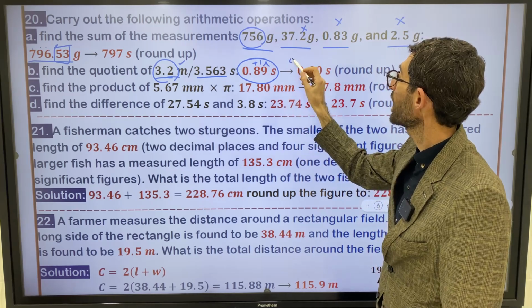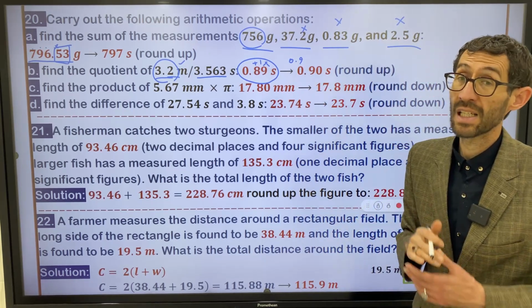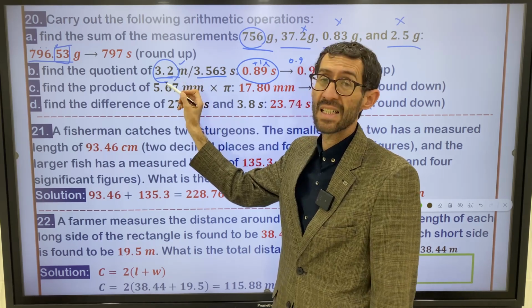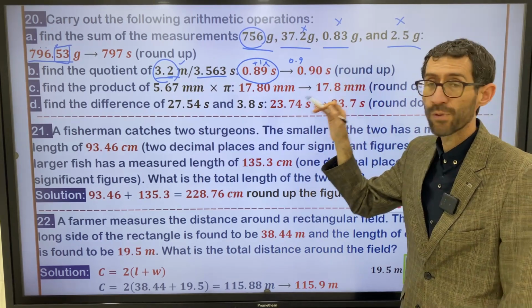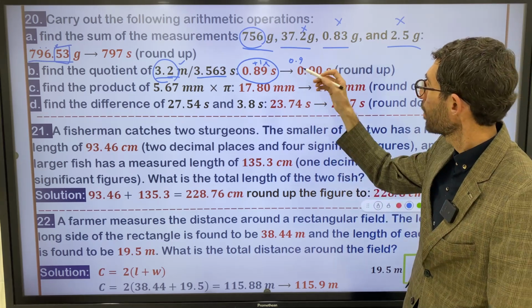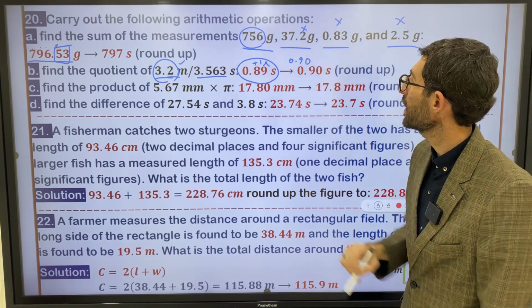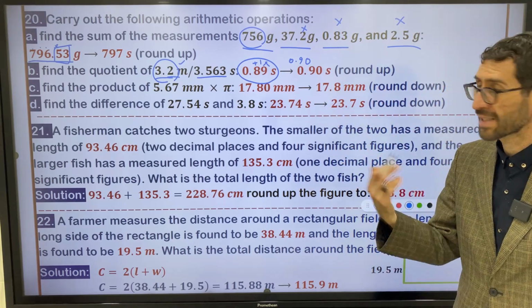If I write 0.9, the answer is not right because the number with the least sig figs is 3.2. We have to have 2 sig figs. But here we have 1 sig fig. But we have a solution here. You can add 0 here, and this is the answer. So we have rounded up as well.